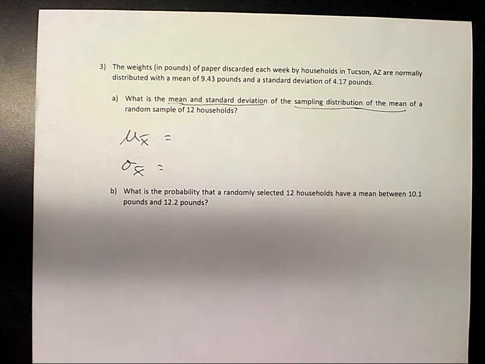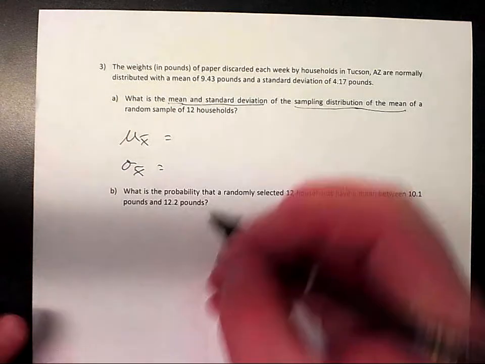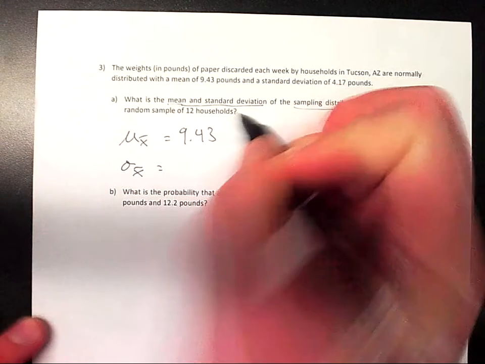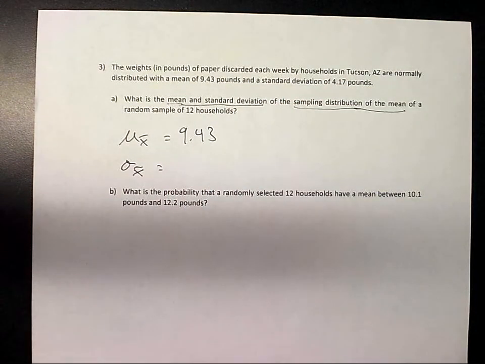If we're looking for the mean of the sampling distribution of the means, what number are we going to record? 9.43. And if we're looking to find the standard deviation of the sampling distribution of the means, what are we going to do?